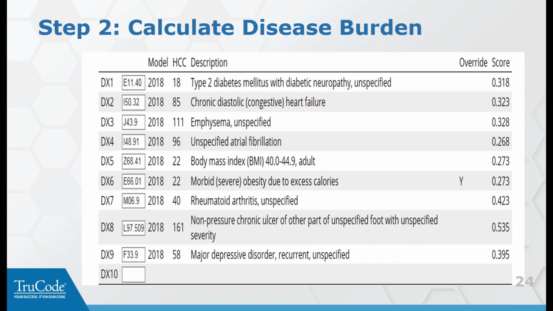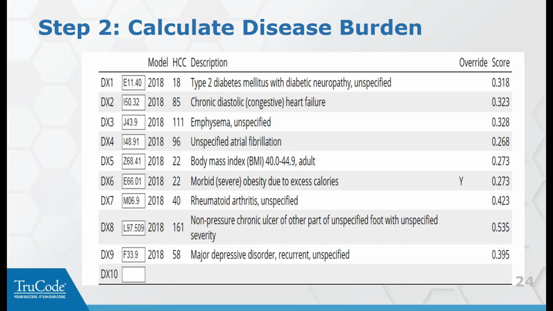And what I've done here is just go in and add in the ICD-10-CM diagnosis codes. As you enter the code and hit enter, and we're looking at 2018 HCCs, it will give you the HCC, the description of that HCC, and the score for that. That override column, next to the last on the right, basically says, is one overriding another?